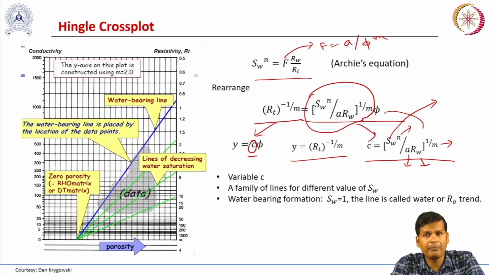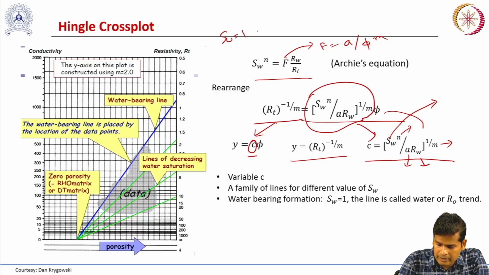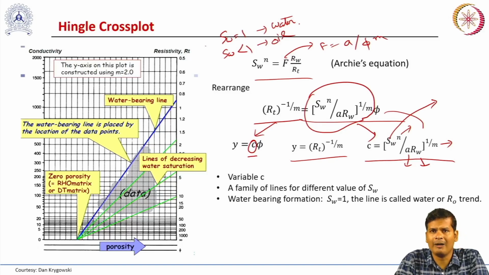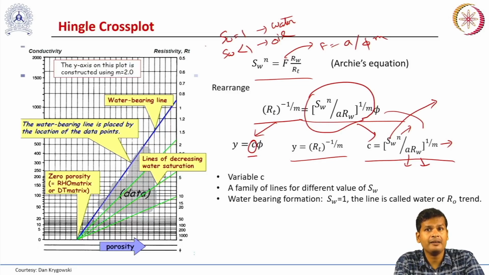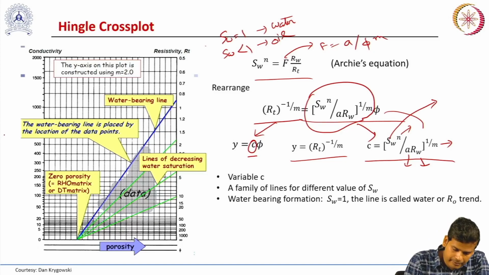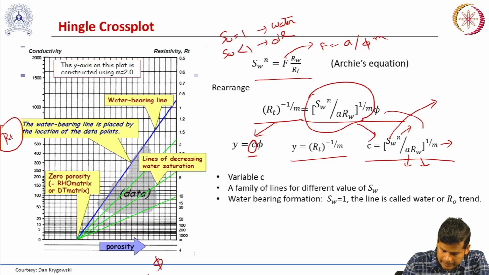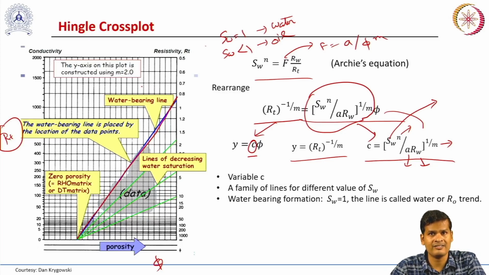So let us take the example of an oil zone and water zone. In the water zone, Sw will be equal to 1 for a water bearing formation or water zone, and Sw will be less than 1 in case of an oil bearing formation. That means the water zone will have a different line and the oil zone will have a different line. So if you plot the value of Rt and porosity together, all the points in a water zone will fall on this line, which is called the water bearing line or water trend line or Ro trend line or simply the Ro line.